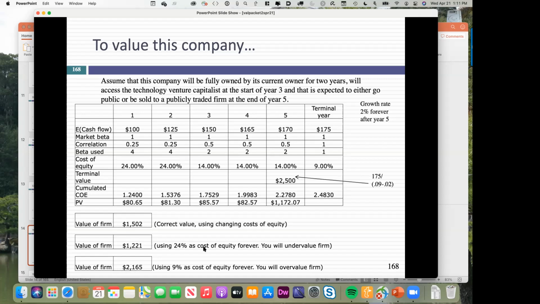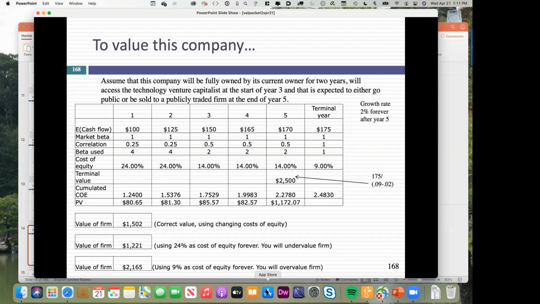If I decide to use the 24% cost of equity all the way through, I'm being unfair to the company because this company is not going to stay owned by a completely undiversified investor forever. I get a much lower number. And if I decide to use a market cost of equity, I'm overestimating value because I'm missing the risk I faced before I become a publicly traded company. So it's an extension of a principle we had in DCF. You're not stuck with one discount rate. Your discount rates can and should change over time.